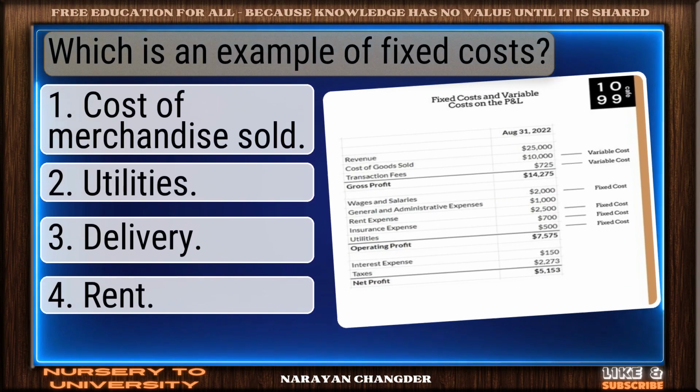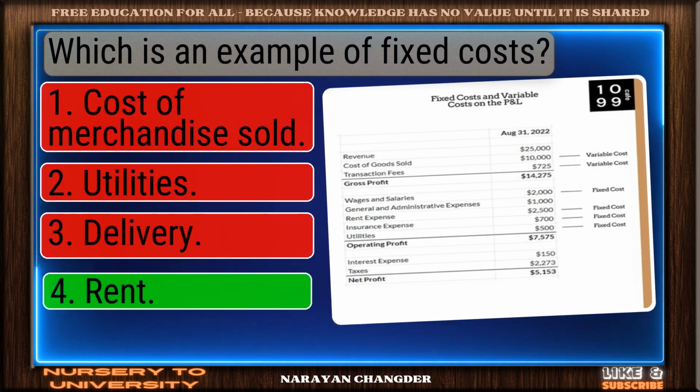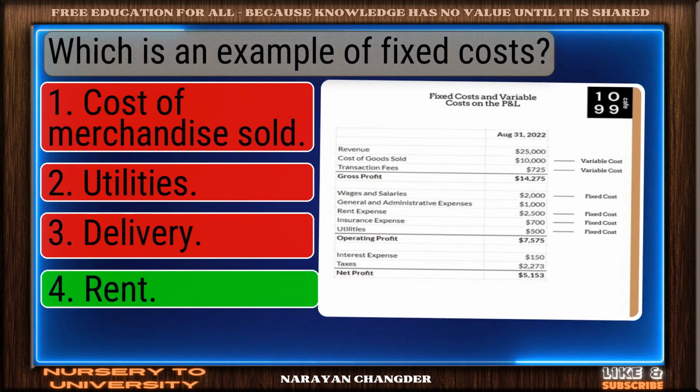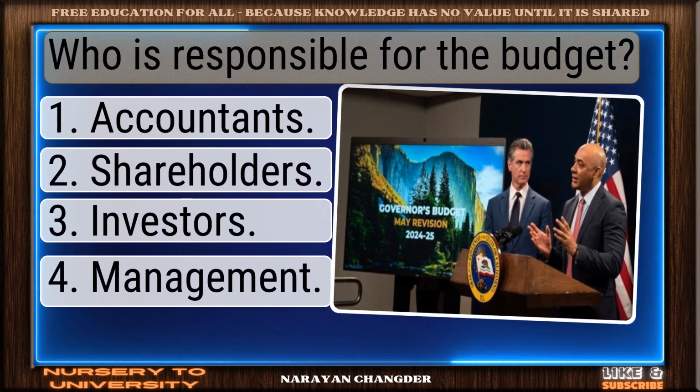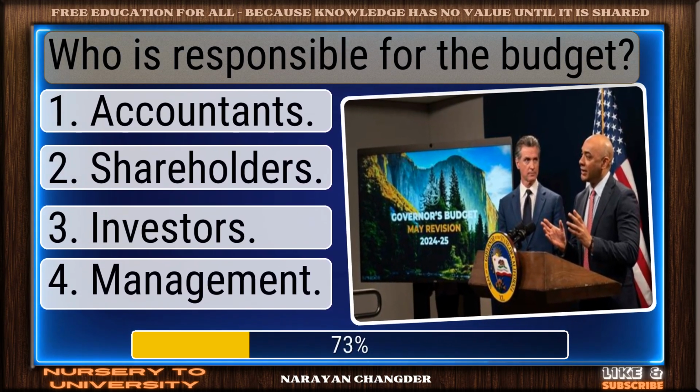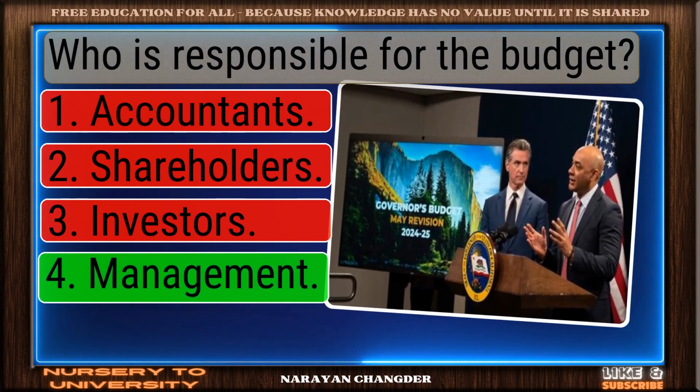Which is an example of fixed costs. Smart pick. Rent is the correct choice. Who is responsible for the budget? Well done. Management is the right choice.